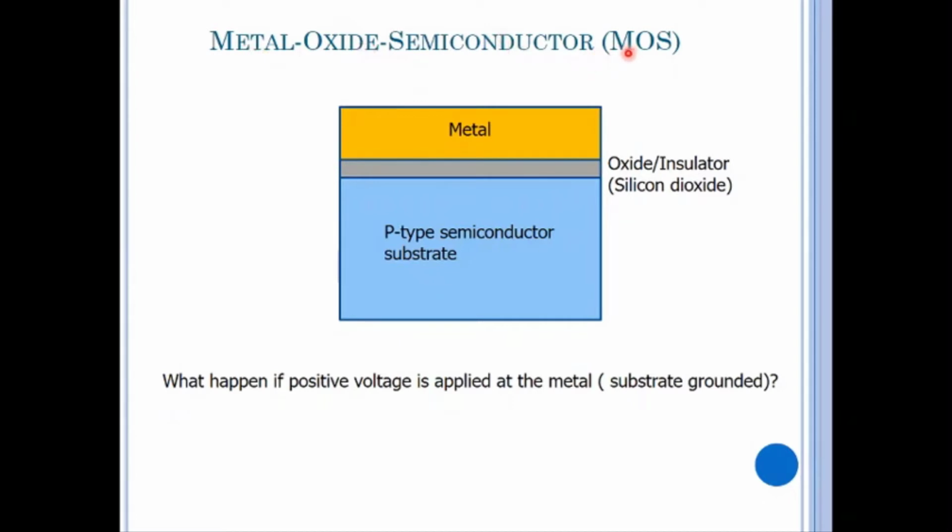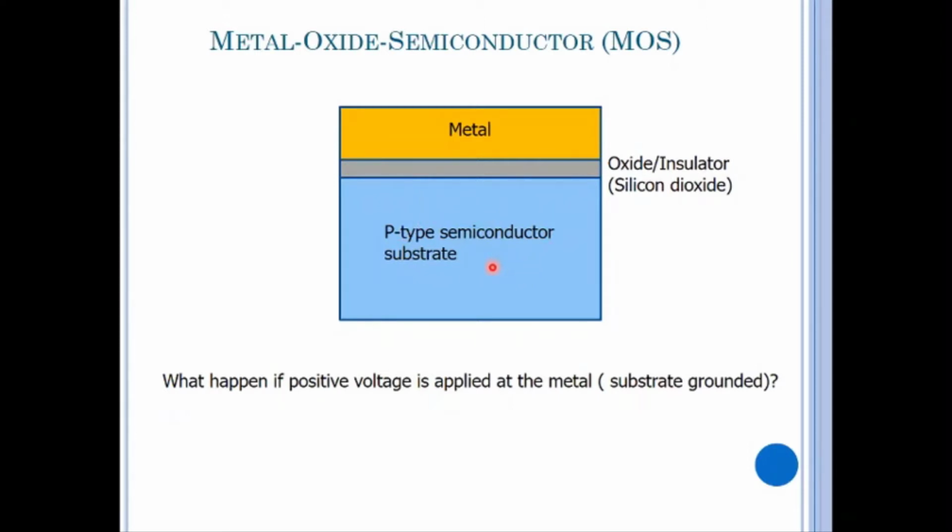So this structure is called the MOS structure, or MOS, because it is made from a metal layer, and below the metal layer we have the oxide layer. The oxide layer is actually an insulator material. An example of an oxide layer is silicon dioxide. And the bottom layer is a silicon semiconductor substrate.